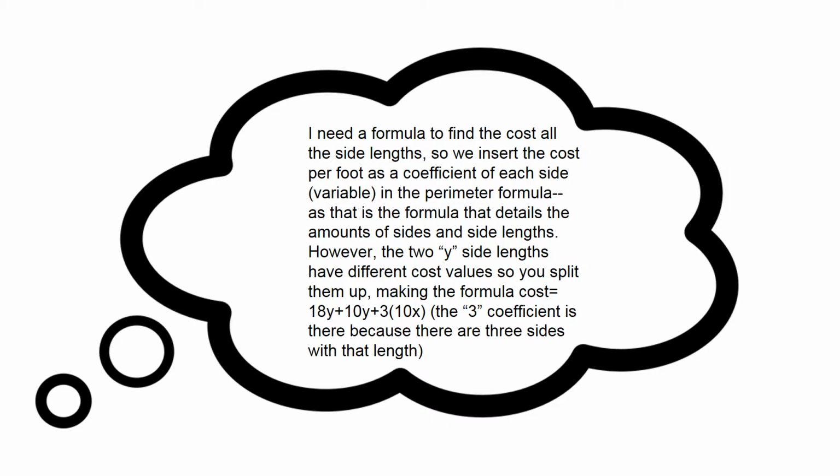I need a formula to find the cost of all of the side lengths. So we insert the cost per foot as a coefficient of each side, variables, in the perimeter formula, as that is the formula that details the amounts of sides and side lengths. However, the 2 Y side lengths have different cost values, so you split them up, making the formula cost equals 18Y plus 10Y plus 3 times 10X. The 3 coefficient is there because there are 3 sides with that length.